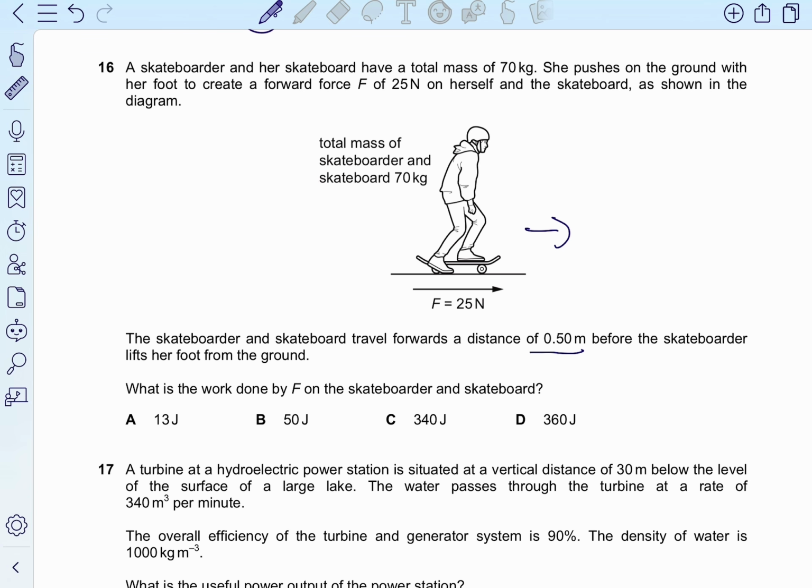Now this is pretty easy because, as I said, work done is the force into the displacement in the direction of the force. The force that you applied is 25 newtons. The displacement is 0.50. So 25 into 0.50 gives me 12.5, which we can say as 13 joules because it's work done. So the answer for question number 16 is A.